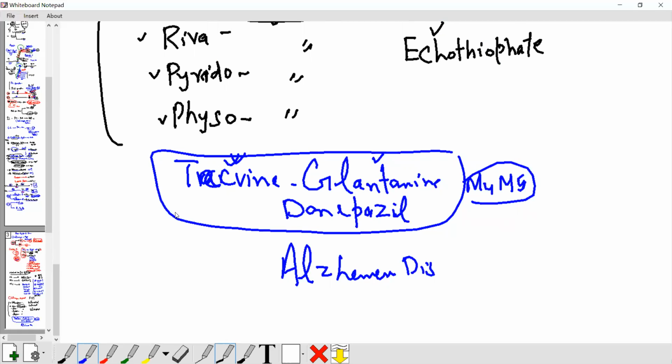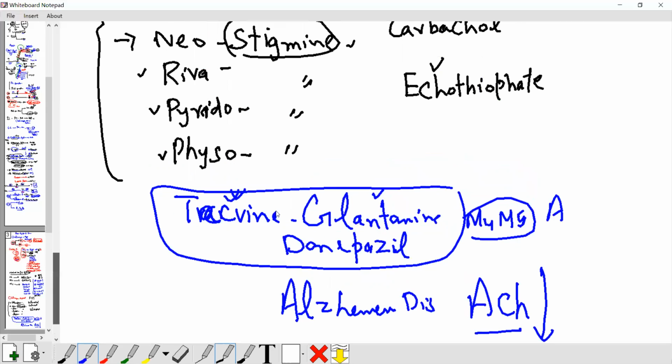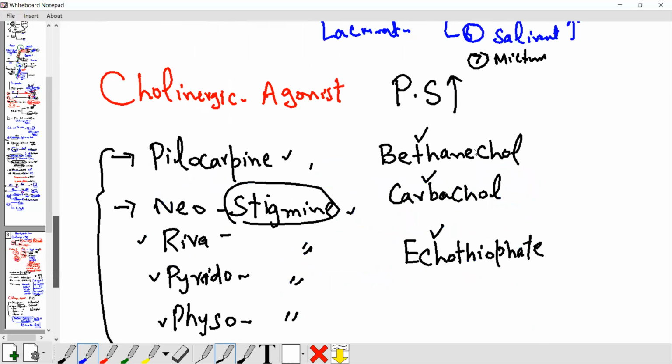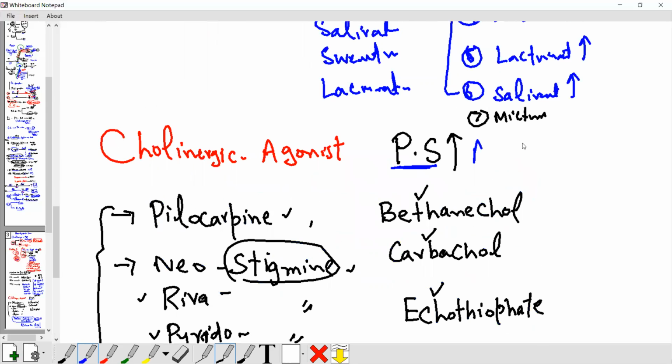What is the drug of choice for Alzheimer disease? In Alzheimer disease, what happens inside the brain? Decreased acetylcholine. So these drugs increase acetylcholine. What are we learning here? We're learning the drugs that increase activity of the parasympathetic system. If you increase the parasympathetic system, it means you increase acetylcholine. If some person has a memory issue, you give the drug to increase acetylcholine in the brain. These drugs can improve memory.